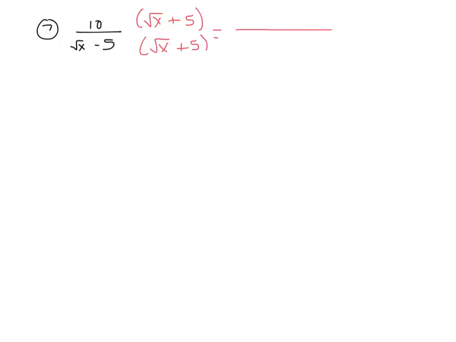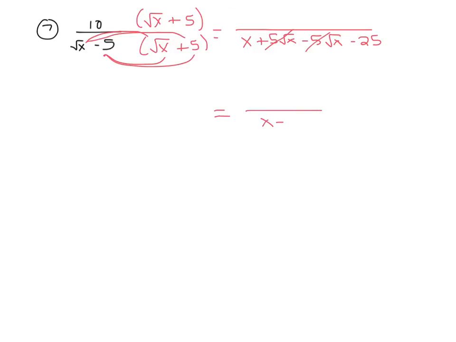Okay, so I'm going to start with the bottom. When we multiply out the denominators, radical x times radical x is x. Radical x times 5 is 5 radical x. Negative 5 times radical x is negative 5 radical x. And negative 5 times positive 5 is negative 25. So we were able to eliminate the radicals in the denominator because what happens is the two middle terms, the positive 5 radical x and the negative 5 radical x, cancel off, leaving us with x minus 25 in the denominator.